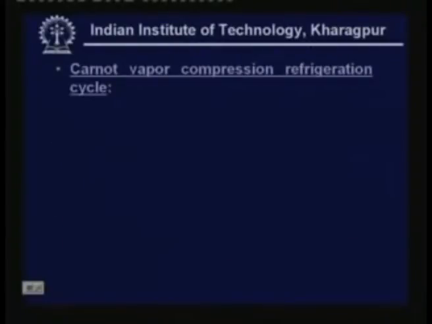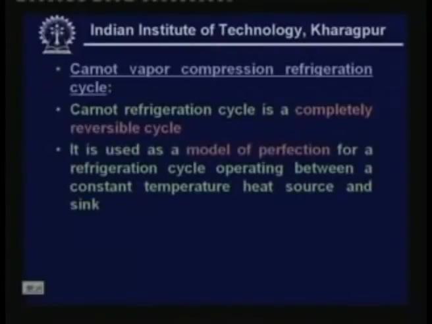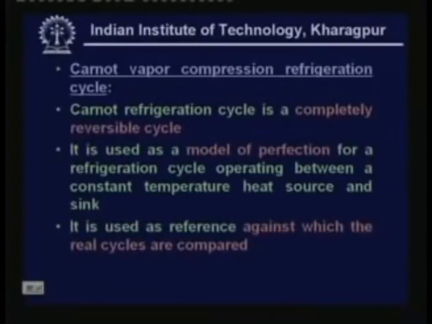First let us look at Carnot vapor compression refrigeration cycle. Let me give a brief introduction to Carnot cycle. The Carnot refrigerant cycle is a completely reversible cycle, that means it is internally as well as externally reversible. It is used as a model of perfection for a refrigeration cycle operating between a constant temperature heat source and sink. This is one thing you must keep in mind, this is a model of perfection for constant temperature heat source and sink. It is used as reference against which the real cycles are compared.